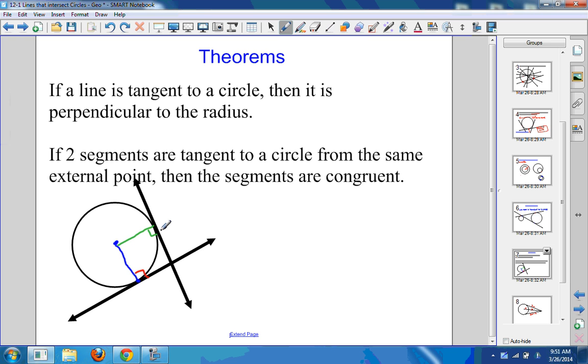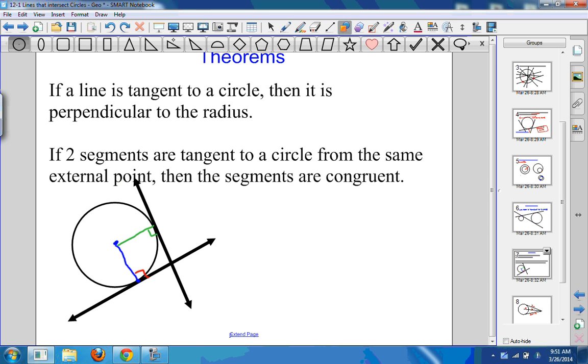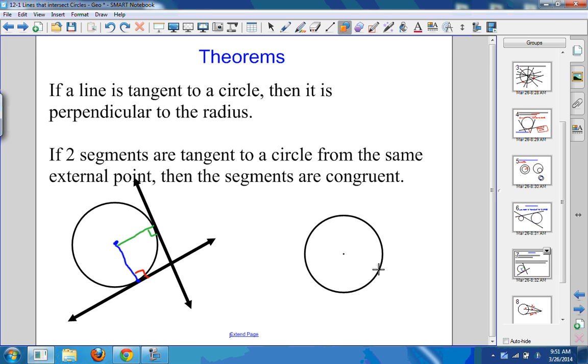All right, then the second one we have here is if two segments are tangent to a circle from the same external point, then the segments are congruent. So let's draw a circle. And we have some external point, it says. So I'm going to make this my external point. It says if we draw two tangent lines from this external point to the circle, then they're going to be congruent. So let's see. If I draw something from this one to the circle, and this point, tangent that way, it's tangent right here, and it's tangent right here.